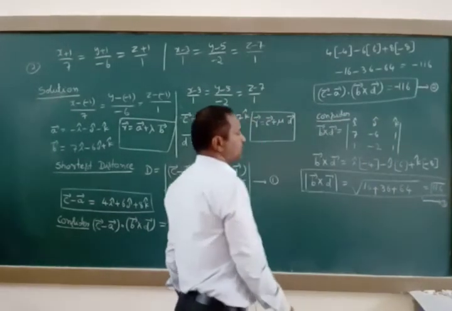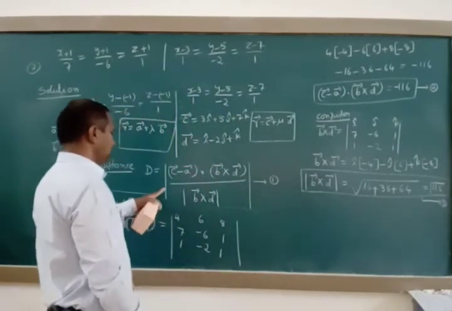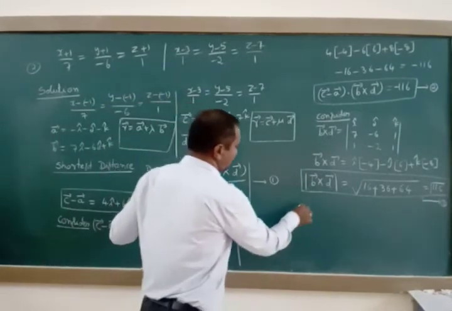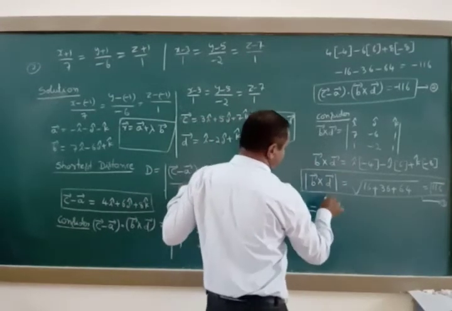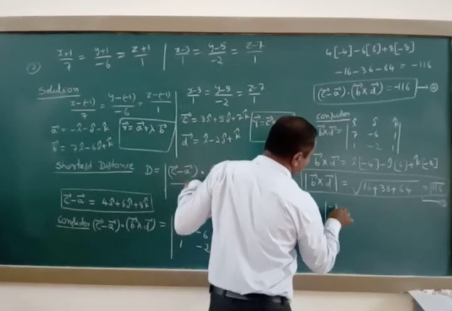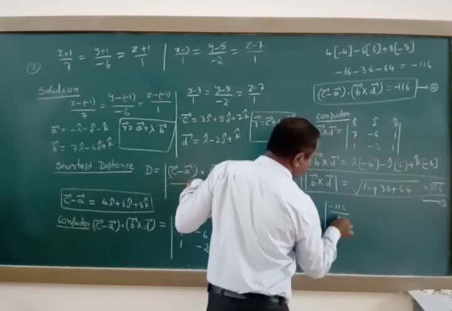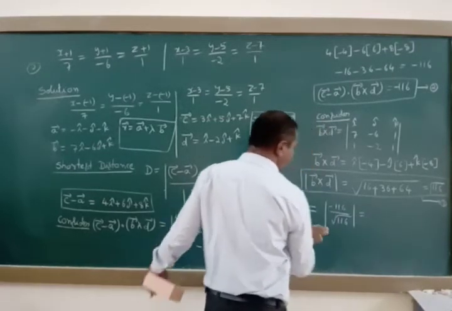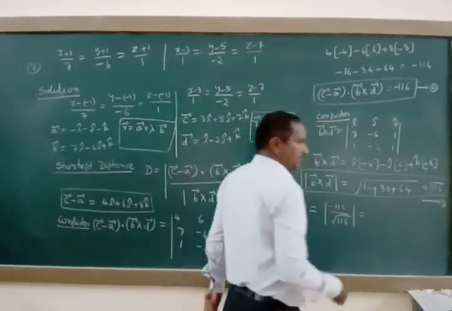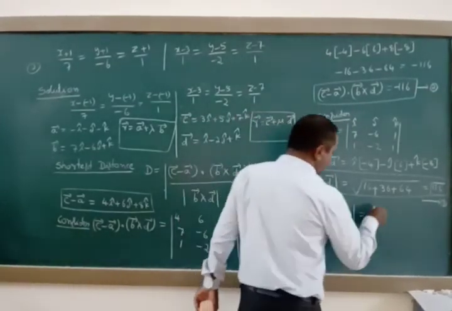Put equations 2 and 3 in equation number 1. Here you can put this equation number 1. Then D is equal to, here the numerator part is modulus of minus 116, whole divided by square root of 116. If it is positive, it is under modulus, so we can consider it a positive value.